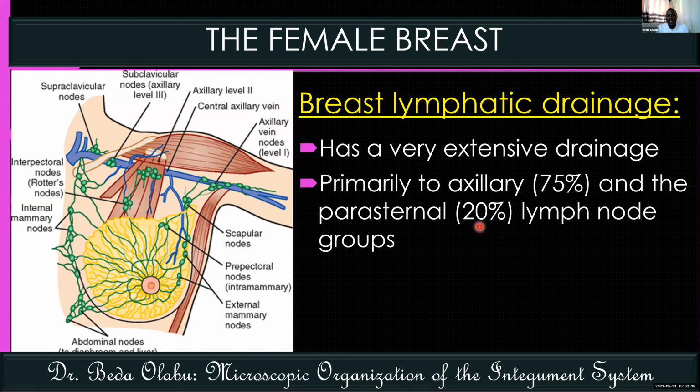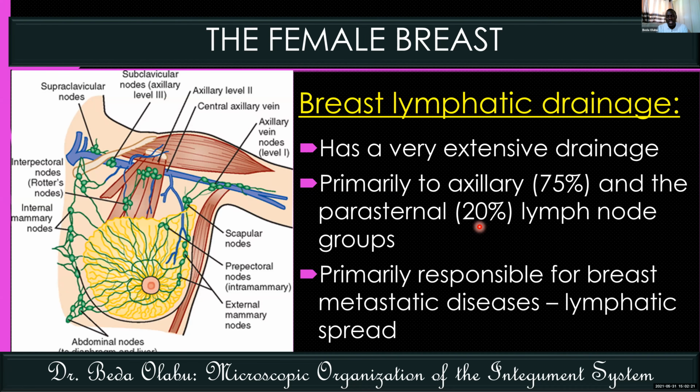I want to mention to you that breast lymphatics can also drain between one breast and another. So the left breast can take its lymphatics to the right breast and vice versa. Why am I telling you more about lymphatic drainage? Because the lymphatics of the breast are primarily responsible for metastatic breast disease. The spread of breast cancer largely relies on lymphatic spread of the cancer cells.